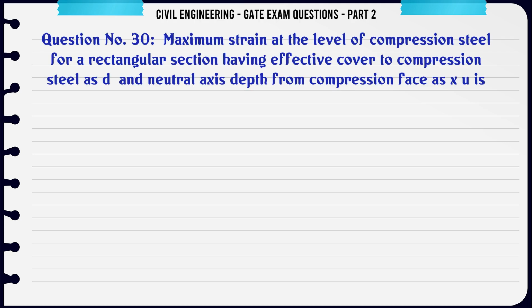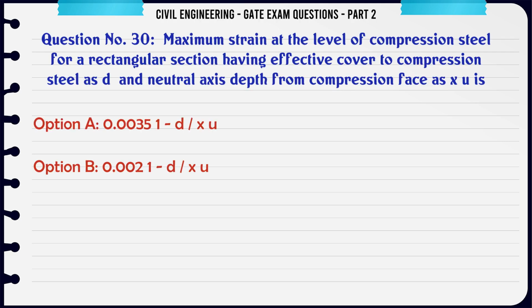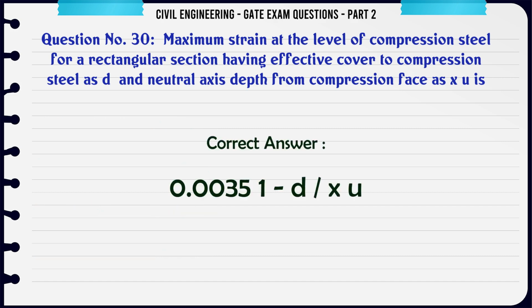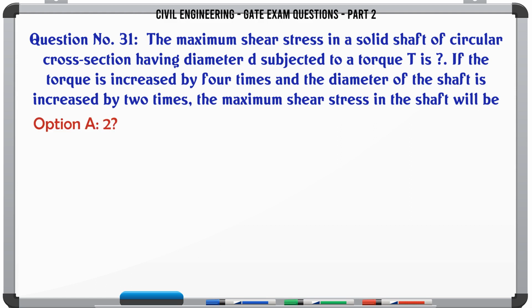Maximum strain at the level of compression steel for a rectangular section having effective cover to compression steel as d' and neutral axis depth from compression face as xu is: A. 0.0035(1 - d'/xu). B. 0.0021(1 - d'/xu). C. 0.0035(1 - xu/d'). D. 0.0021(1 - xu/d'). The correct answer is 0.0035(1 - d'/xu).